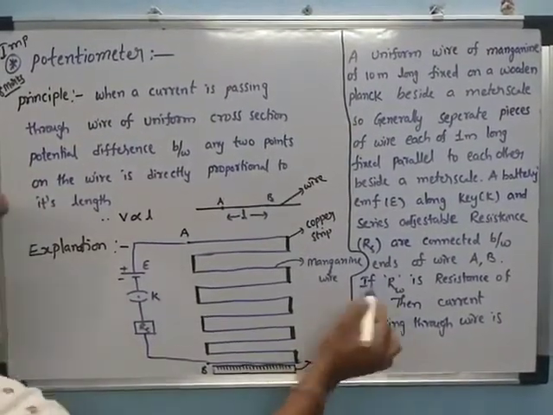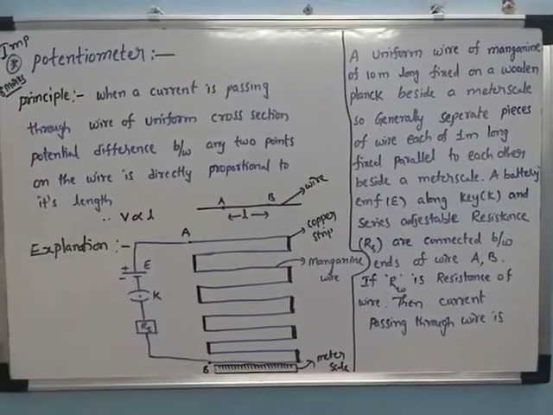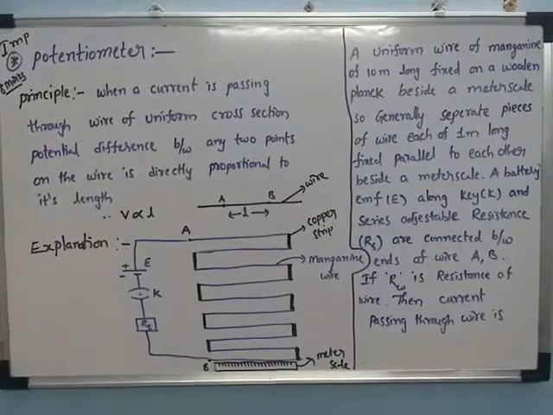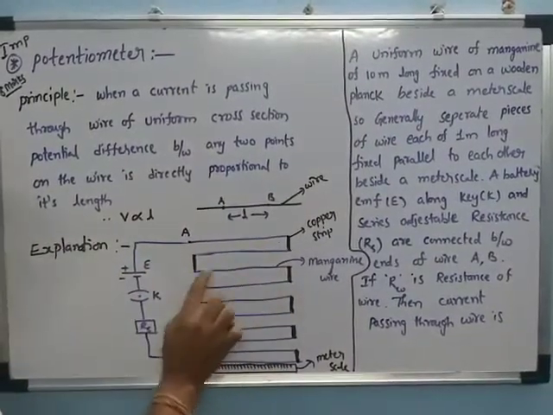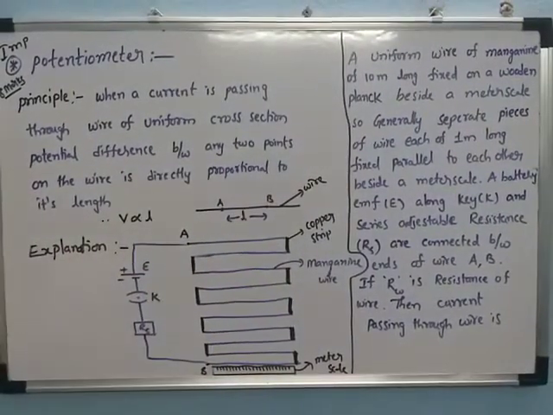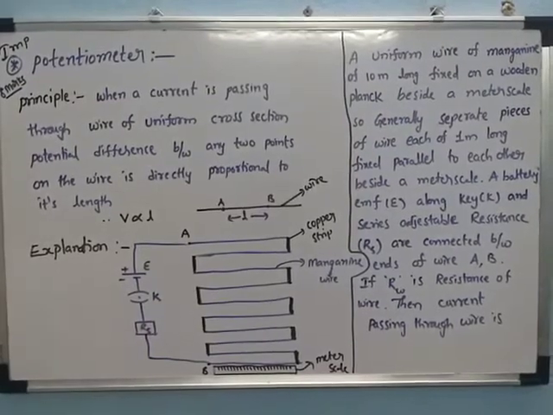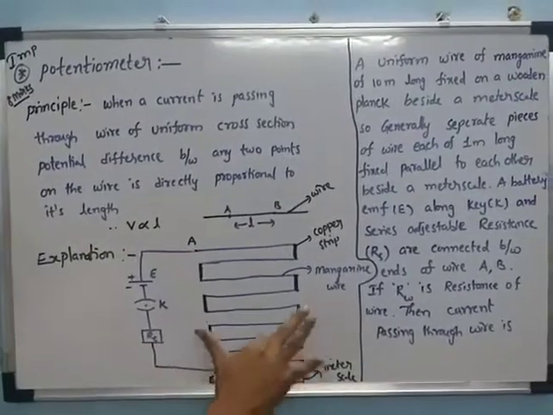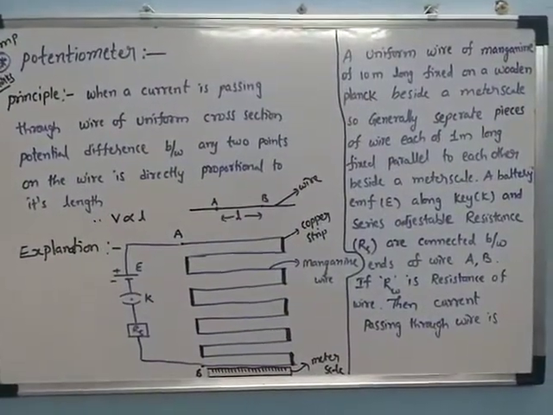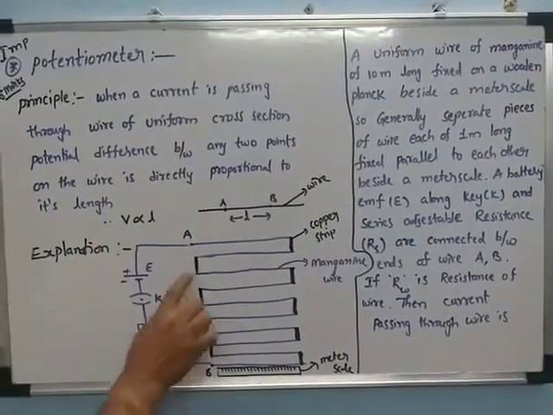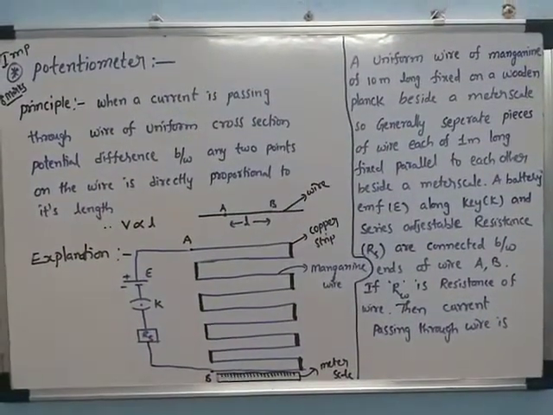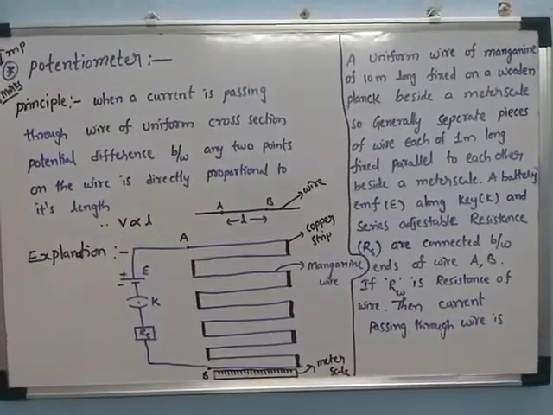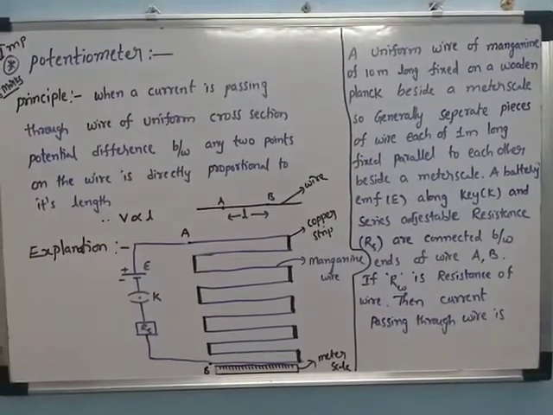If RW is the resistance of the wire, then the current passing through the wire is... But what can we find out, what is the proof of this potentiometer? When current is passing through this wire of uniform cross section, the potential difference between any 2 points on the wire is directly proportional to its length. That is the proof.